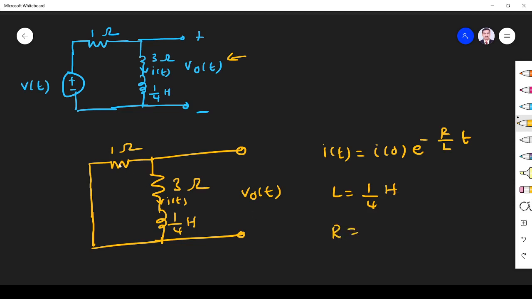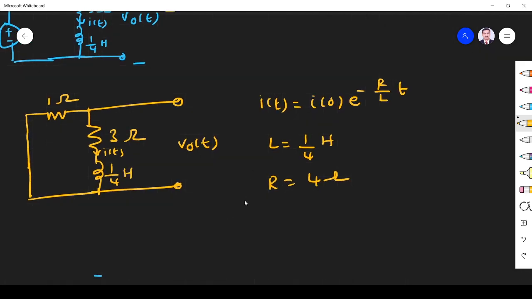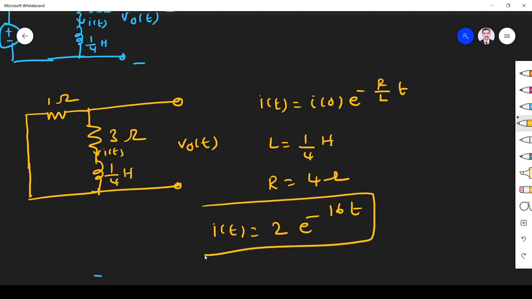R is equal to these two resistors, 1 ohm plus 3 ohm. These two resistors are in series, so 4 ohm. So what is my i of t? i of t is equal to i0, which is 2, e power minus R by L. R is 4, L is 1 by 4, so R by L is 4 divided by 1 by 4, that is 16. So i of t we found.